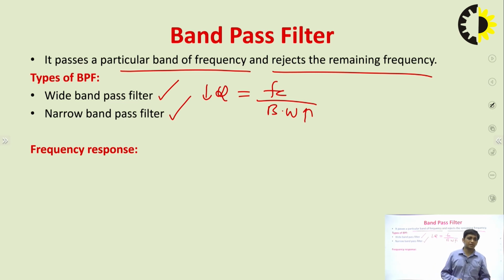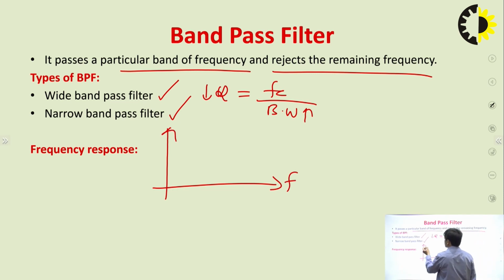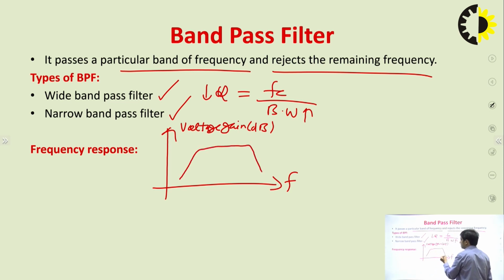If Q is greater than 10, then it will be considered a narrow band pass filter, right? So we need to understand the frequency response of the band pass filter. On the x-axis there is frequency, on the y-axis there is voltage gain in dB, and the frequency response is this one. Now you can see that a particular band of frequencies is passing and the remaining frequencies are getting rejected. And in a band pass filter there are two cutoff frequencies.